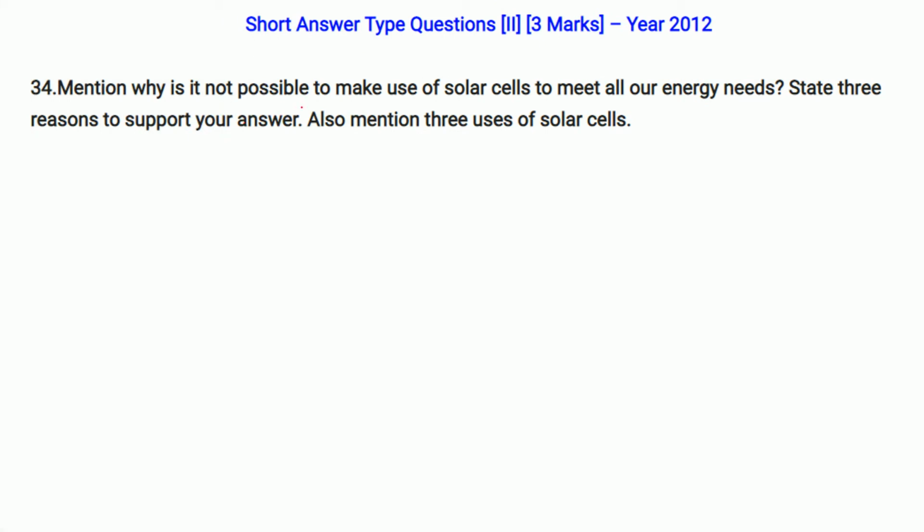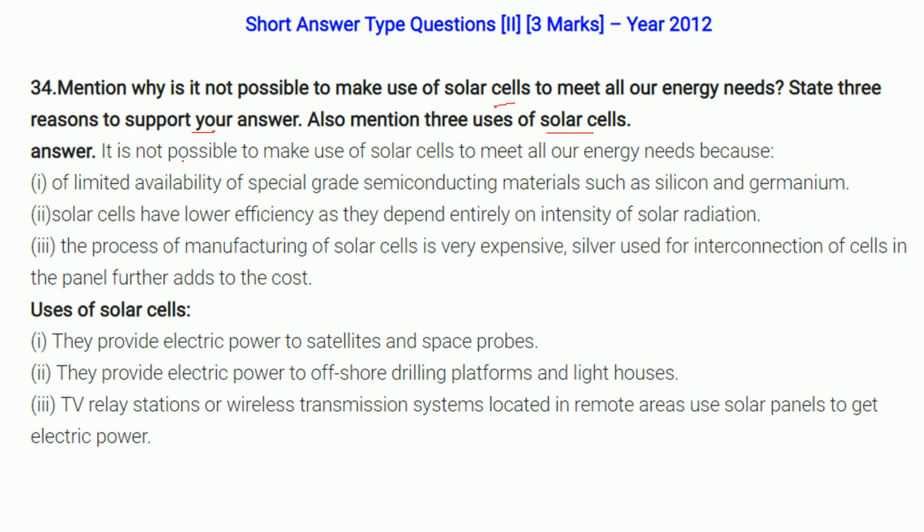Mention why it is not possible to make use of solar cells to meet all our energy needs. State 3 reasons to support your answer. Also mention 3 uses of these solar cells. So it is not possible to make use of solar cells to meet all of our energy needs. Why? Because of limited availability of special grade semiconducting material like silicon and germanium. Solar cells have lower efficiency as they depend entirely on the intensity of the solar radiation, the warmth from the sunlight. The process of manufacturing solar cells is very expensive. Silver used for interconnection of cells in the panel further adds to the cost.